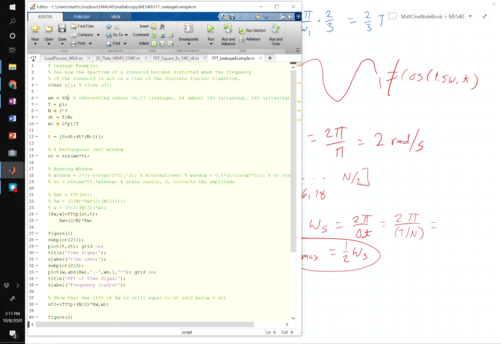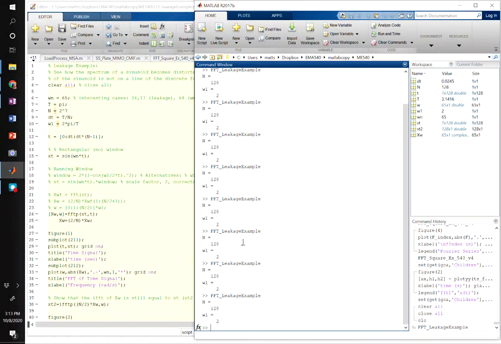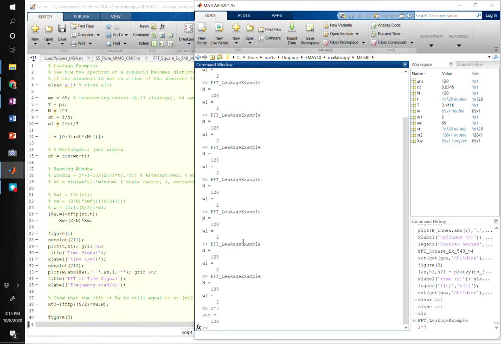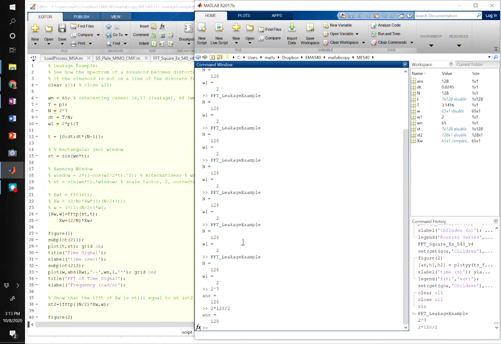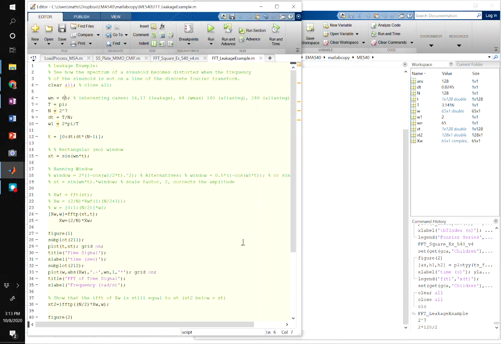So here, we've set N as 2 to the 7th. For those of you who don't have your powers of 2 memorized, that's 128, right? So if omega 1 is 2, then 2 times 128 divided by 2. So N over 2 would be 128 over 2, but our omega 1 is 2 radians per second. So anyway, our highest frequency is 128.